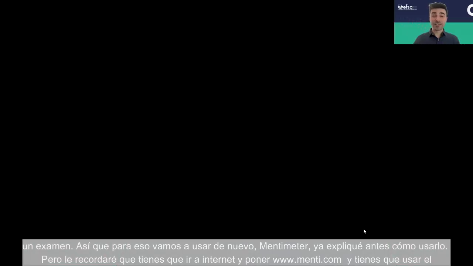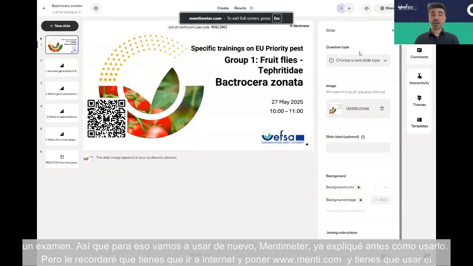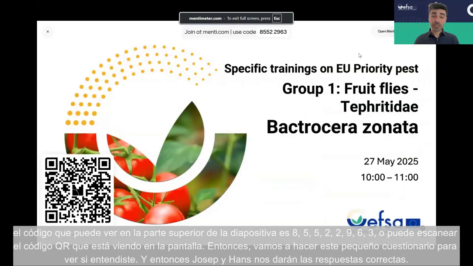For that, we are going to use Mentimeter again. I explained before how to use it, but I will remind you: you have to go online to www.mentimeter.com, and use the code that you can see in the upper side of the slide, 85522963, or you can scan the QR code that you are seeing on the screen. So we are going to do this small quiz to see if you understood, and then Giuseppe and Hans will give us the correct answers.